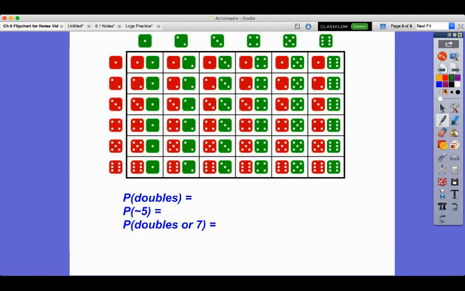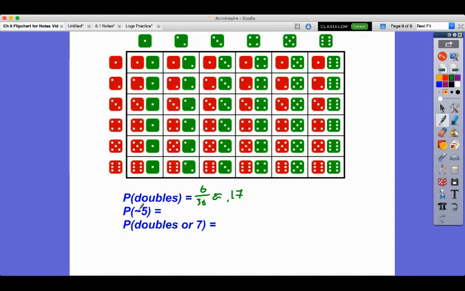So here's a sample space of all possible die rolls. Notice a red 1 with a green 2 is different than a green 1 with a red 2. They're two separate events, okay? So what's the probability of doubles? And these we're assuming are all equally likely outcomes. And so there's 6 by 6 is 36 outcomes. And we have 1, 2, 3, 4, 5, 6 doubles out of 36, which equals about 0.17, okay?